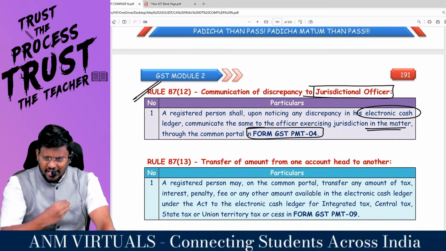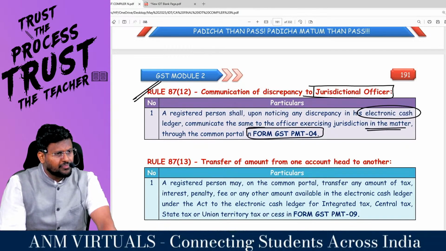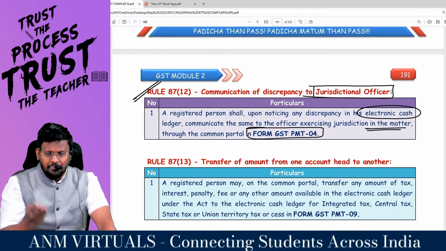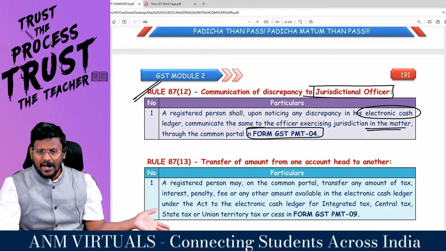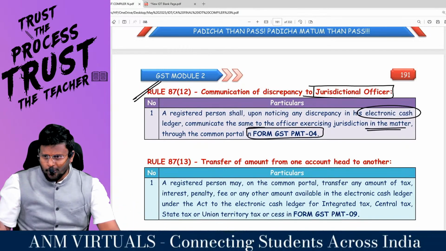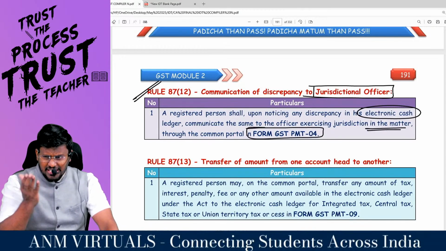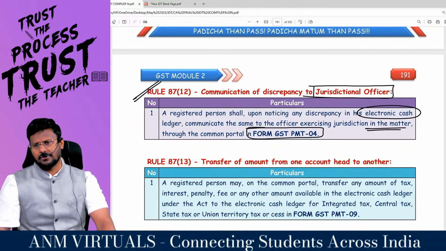To the GST officer, I can go and beg before him saying that, sir, please look at my electronic cash ledger. This amount I have not utilized. This amount I have not credited. Unnecessary debit has come. Unnecessary credit has come. Or 10 lakh rupees is there. I utilized only 5 lakh rupees. So balance 5 lakh rupees should be there. But it is showing only 3 lakh rupees. Some unnecessary penalty has been debited. Or any discrepancy. I am giving only just examples.